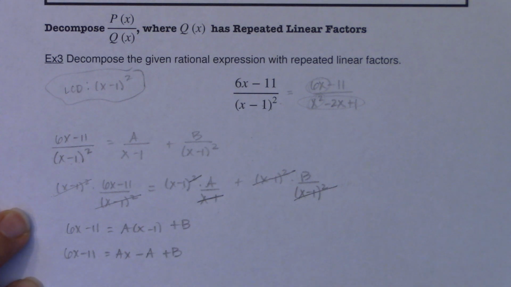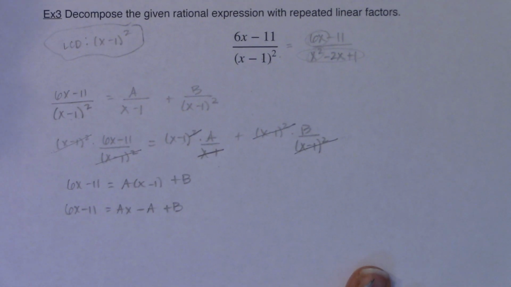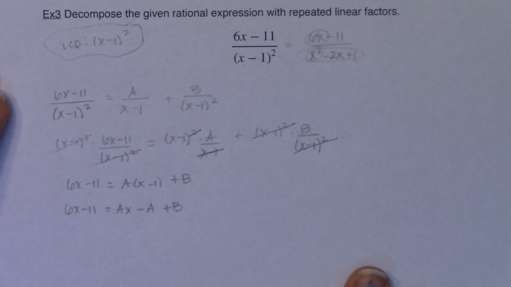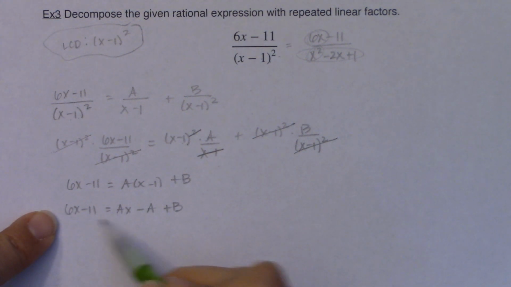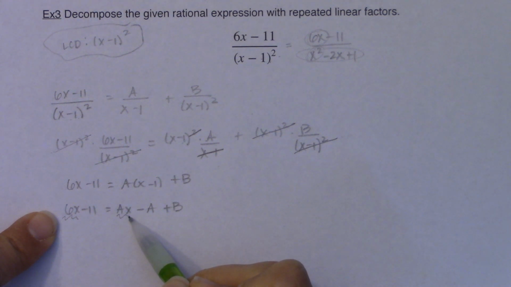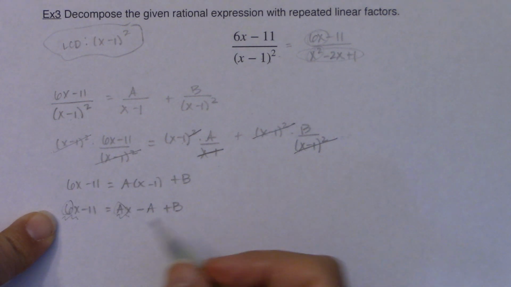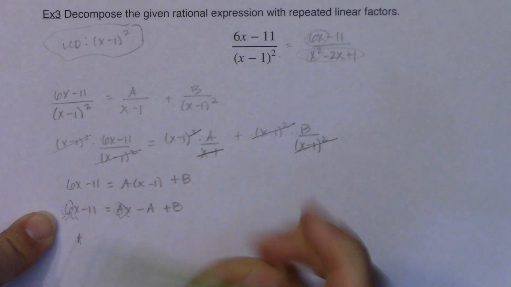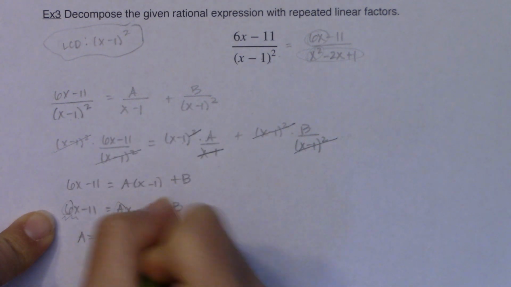Now, if you wanted to, you could start plugging in values of x, and I can show you that version a little bit later. I think in this case, it might actually be a little bit faster just to set up your system of equations, because here you can see on the left side, I've got a 6x, and on the right side, I've got an ax. And since those are my only terms with x, I know a has to equal 6. It's got to line up. So that's kind of nice, in that a equals 6 right away.